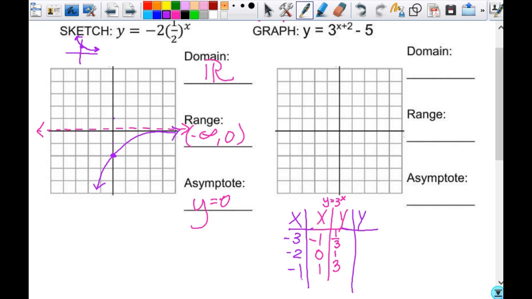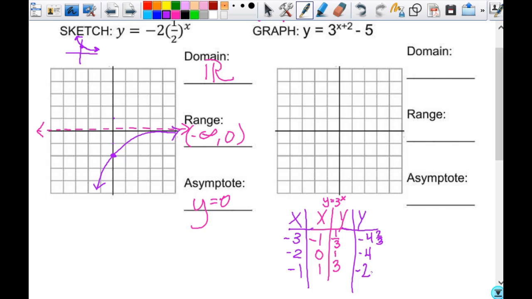As far as the y value is concerned, I'm shifting down 5, right? So I'm subtracting 5 from all the y values. So 1/3 minus 5 is negative 4 2/3. Would you agree with that? And then 1 minus 5 is negative 4. 3 minus 5 is negative 2.